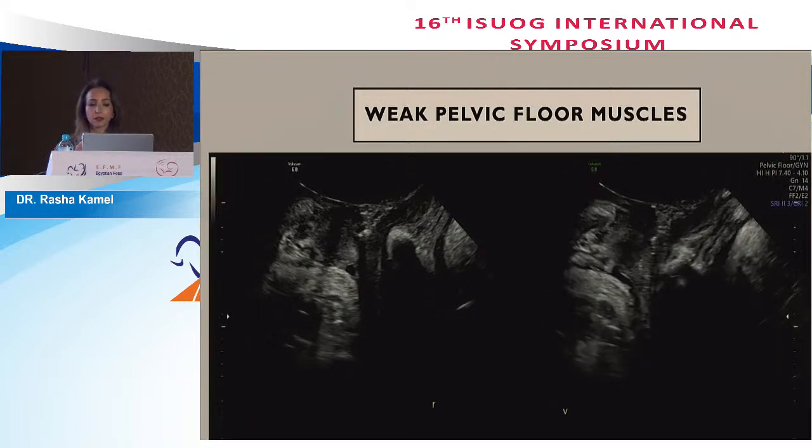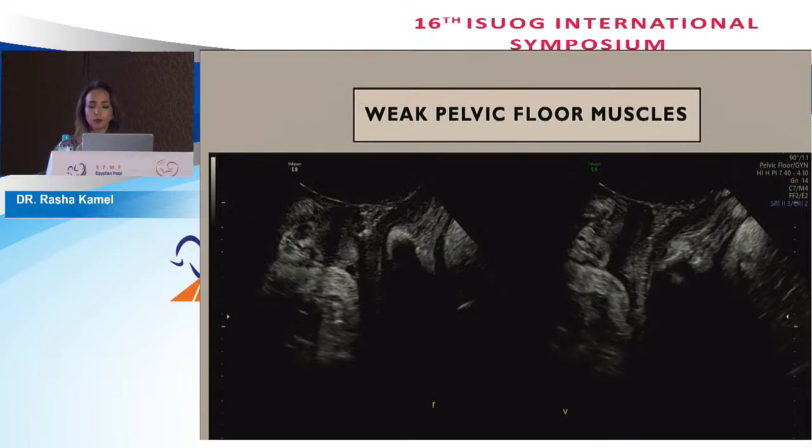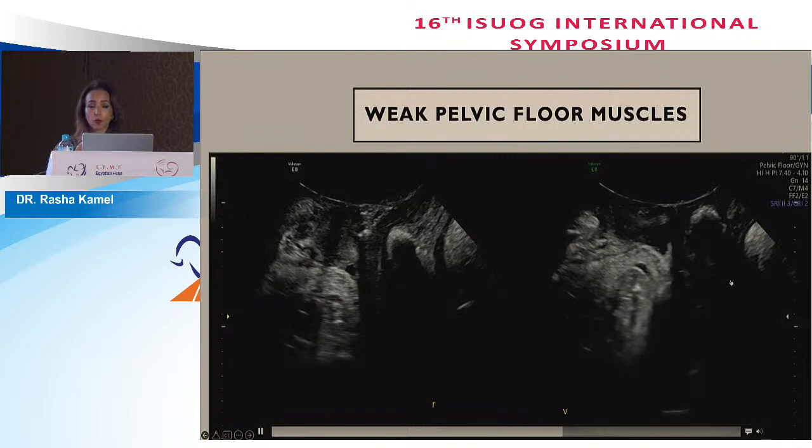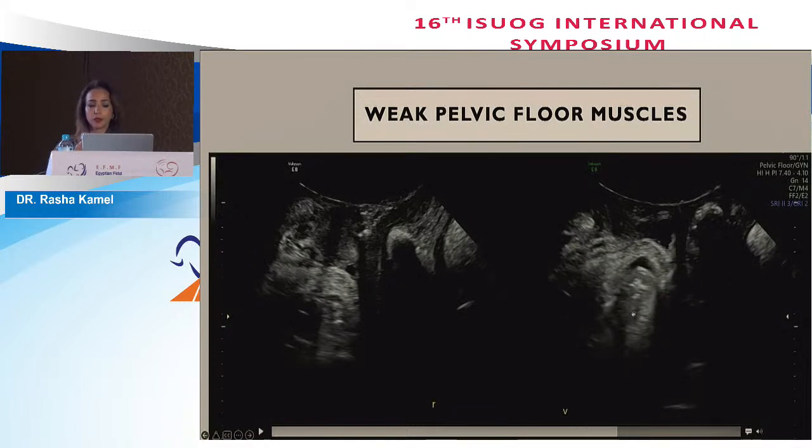And when we ask the same woman to push down, instead of the pelvic organs remaining in position, we end up with an exaggerated prolapse of the organs, as we can see here.